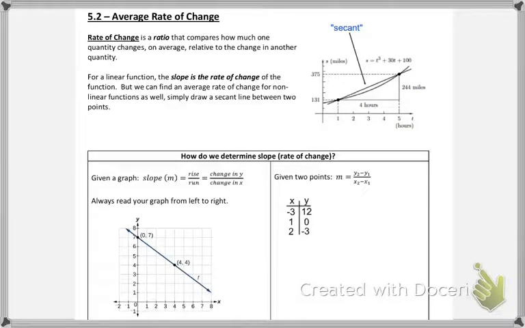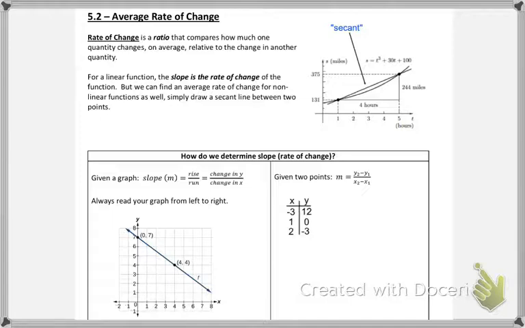Hey guys, so in the last section we looked at functions in the form of a roller coaster and different types of functions, and how we can determine over what intervals each function is increasing and over which intervals my function is decreasing. And so today we're going to look at something called an average rate of change, which is a ratio that compares how one quantity changes on average relative to the change in another quantity.